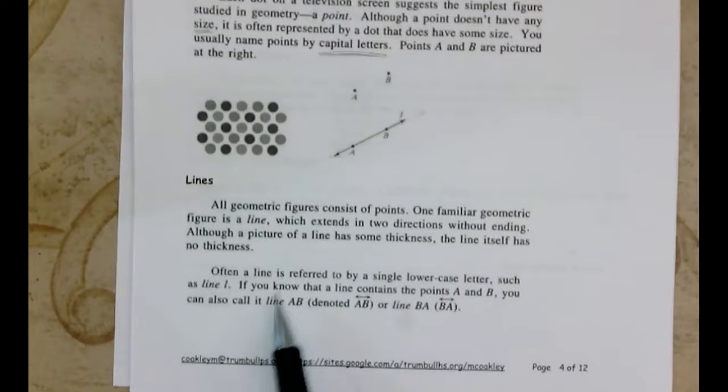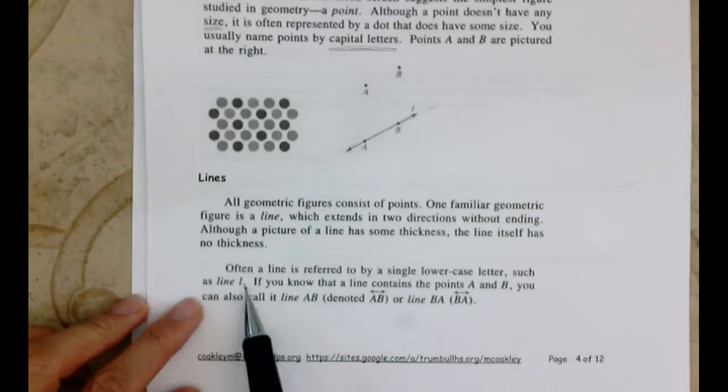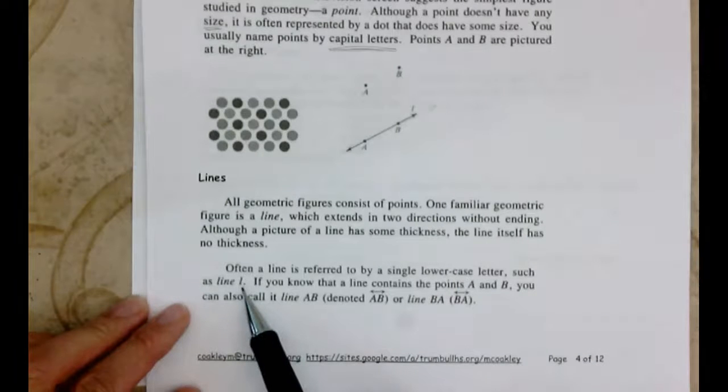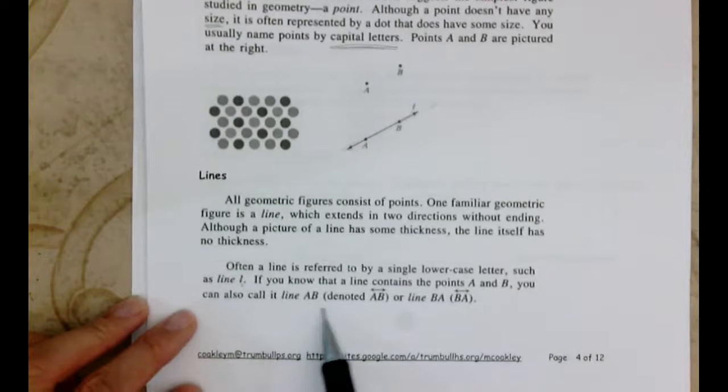Okay, so often a line is referred to by a single lowercase letter, such as line L. So the points are capital letters and lines are expressed with one lowercase letter. Or if you know that the line contains the points A and B, you can also call it line AB, denoted by AB with a line above it with two arrows. Okay, or line BA. So line AB and line BA are the same thing because these are a collection of points that go through points A and B.